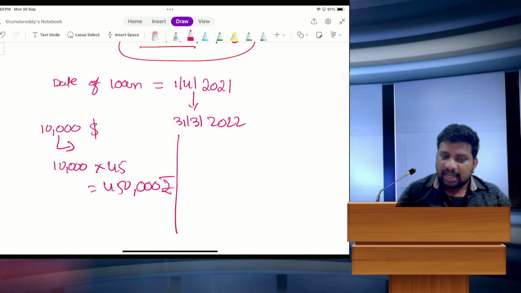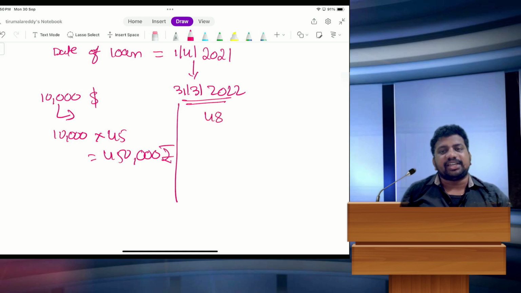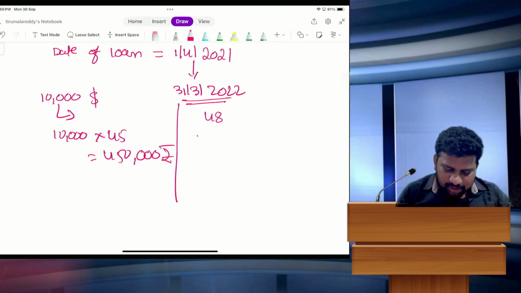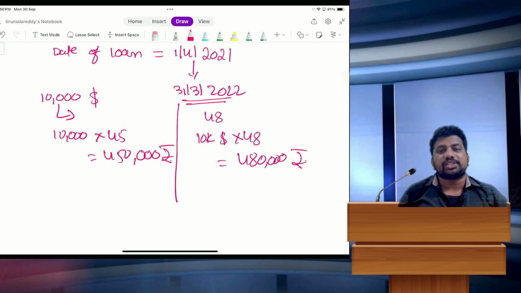This is the concept. Now, on 31st March 2022, when I am preparing my balance sheet at the end of the year, what is the rate? 48. Now I have to show my loan amount also at 48 only. So $10,000 into 48 comes to around 4,80,000 Indian rupees.